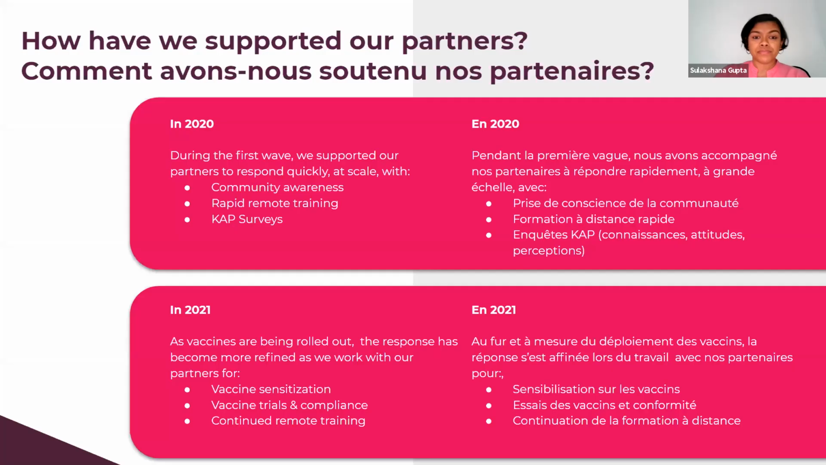Next slide, please. So at Vmware, we are seeing our COVID response work in two phases. The first phase was 2020, where during the first wave, we supported our partners to respond really quickly with community awareness, rapid remote training of health workers and frontline workers, and surveying of attitudes and perceptions around COVID. I'll come more to what we're currently doing, but before that, could we go to the next slide?